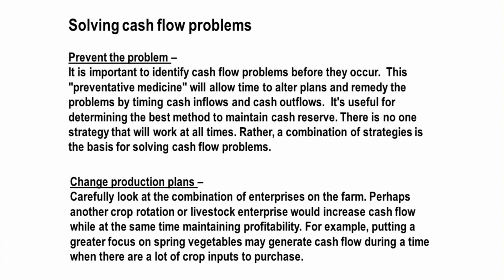And the example here is maybe spring vegetables that might generate cash flow during a time when there's a lot of crop inputs to purchase. So really looking at those production plans. And again, if you can divide it out by quarter or by year, you can really see where those things are happening.